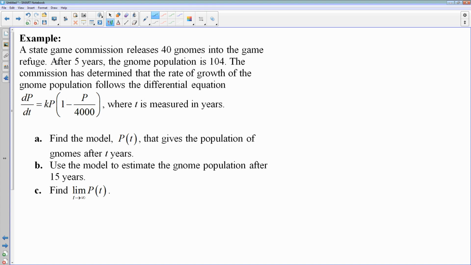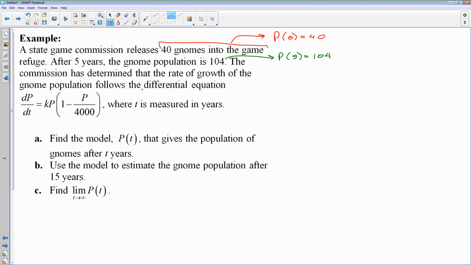I'm just going to do one. The State Game Commission releases 40 gnomes into the game refuge. After 5 years, the gnome population is at 104. Now, they just gave you two pieces of information that can come in handy. They initially released 40 gnomes into the refuge, so that means my population at time 0 is 40, P of 0 equals 40. And after 5 years, the population is 104, so P of 5 is 104. That's probably going to come in handy.